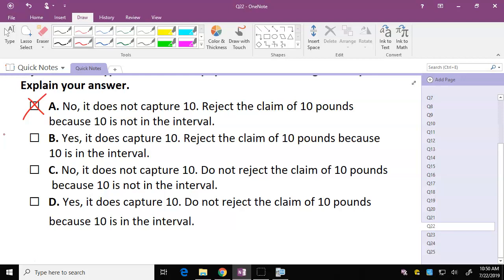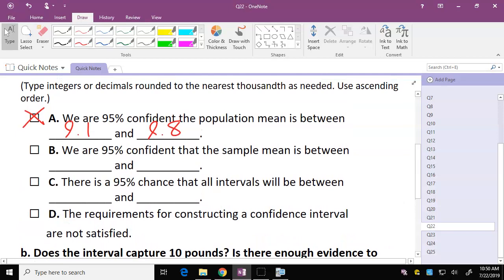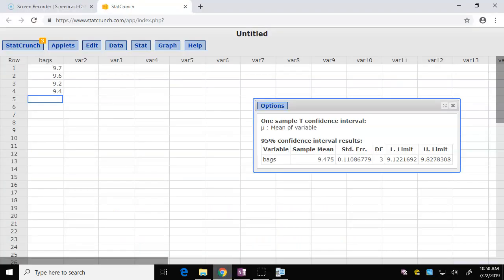Nearest thousandth? Sorry, I was looking at the wrong one. Wait a minute, we're on 22. That was my fault. Nearest thousandth, so three decimal places. What would that have been? Let's go back. I was looking at the previous problem, number 21.